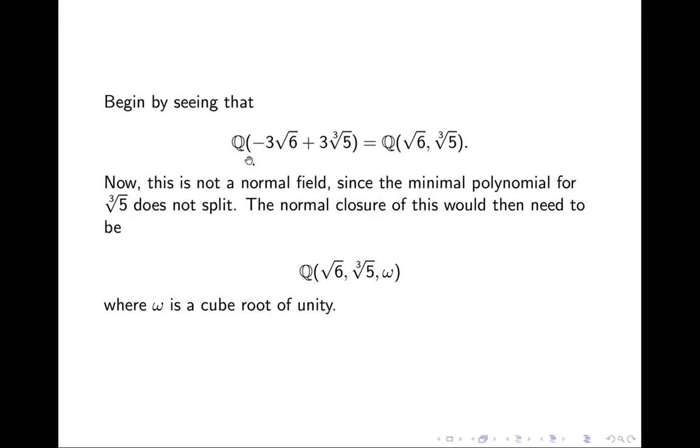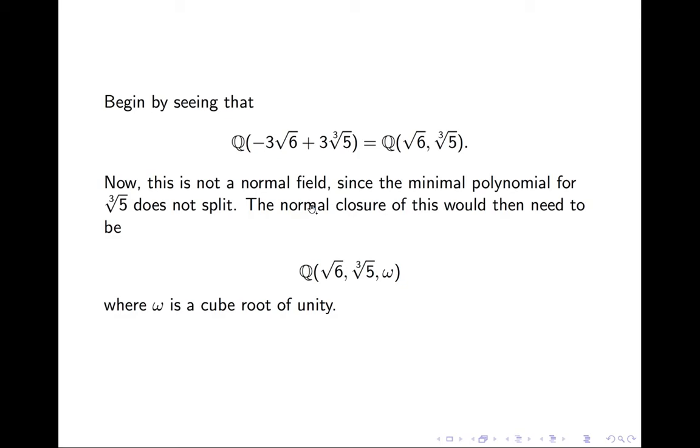So now that we have this representation, it's easy to see that this is not a normal field because the minimal polynomial for the cube root of 5 does not split. That means that not all of the roots are in the field. This follows because the other roots are complex numbers, and this is a real number, this is a real number, so adjoining real numbers to the rational numbers gives you a subfield of the real numbers.